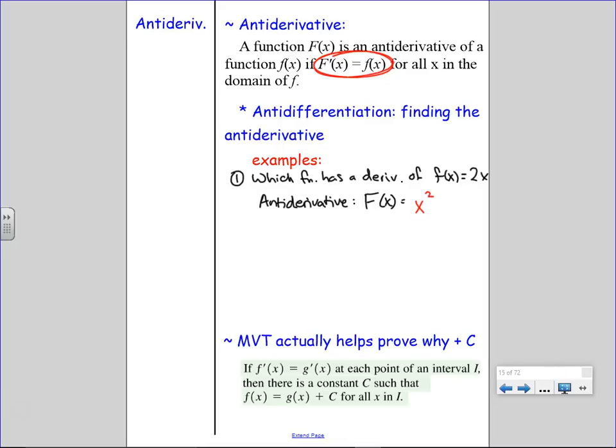That's cool and all, but then we say, uh-oh, but what else could have a derivative of 2x? X squared plus 1, or x squared minus 1, or x squared plus pi, or x squared plus a million, or x squared plus 17 over e. X squared plus, just to have fun.